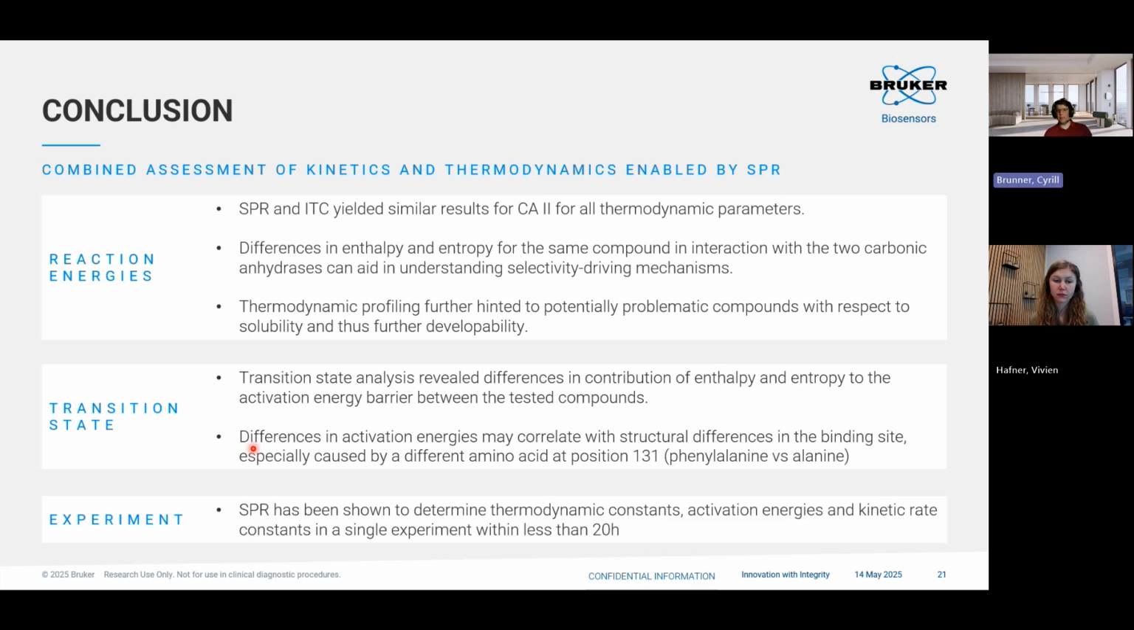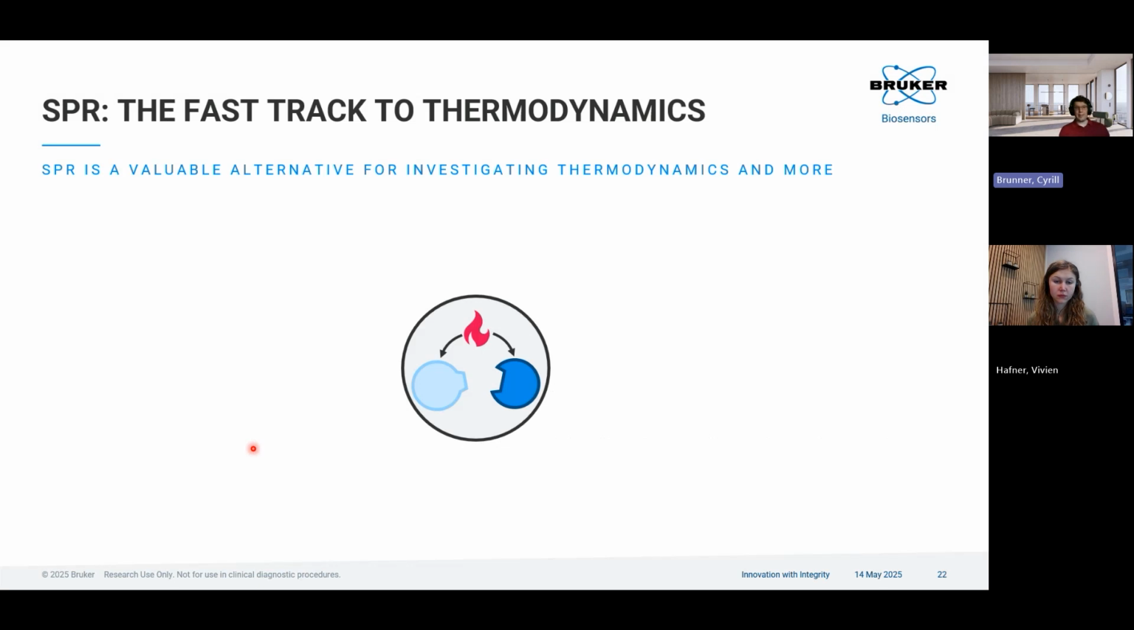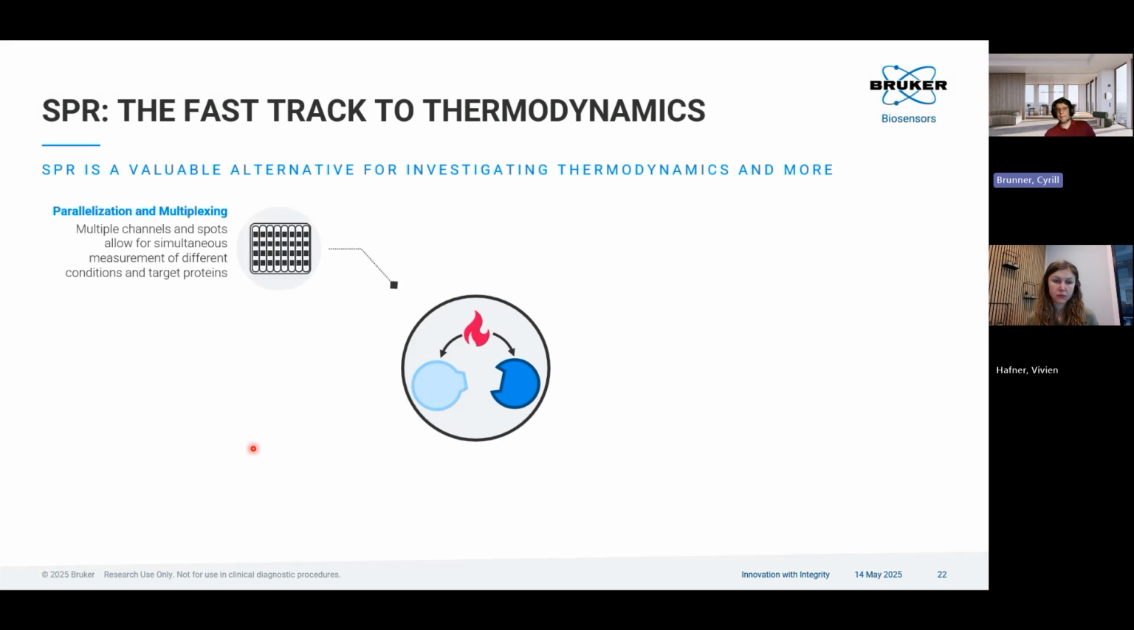Finally, on an experimental level in total, this example showed you that with a fairly simple SPR assay, you could determine thermodynamic constants, activation energies, so transition state analysis, as well as the kinetic constants within a single experiment in less than 20 hours. And this is the fast track to thermodynamics, and why SPR is offering that. In the case of our instrument specifically, they have a high degree of parallelization and multiplexing, meaning you have multiple channels and multiple spots, meaning you can immobilize multiple proteins simultaneously, allowing the measurement of different conditions and proteins.